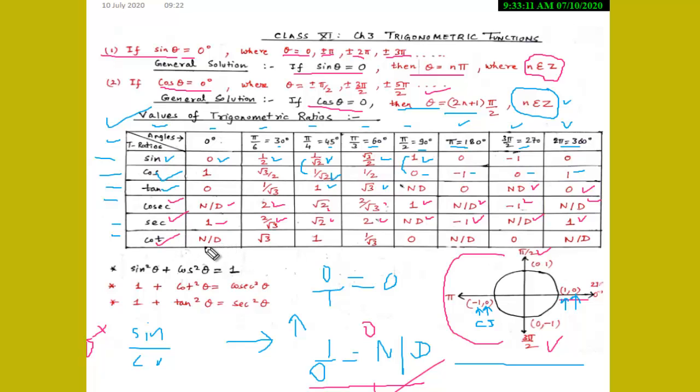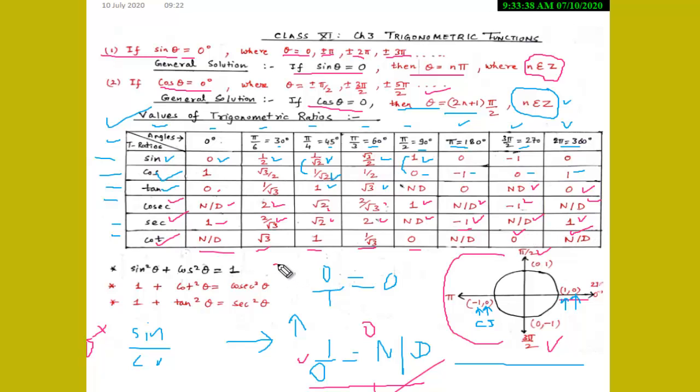And now our last trigonometric function is cot. Since cot theta is equal to 1 upon tan theta, students, as tan 0 is 0, cot 0 is 1 upon 0, which is undefined. So cot 0 is not defined. And now cot 30 is root 3, cot 45 is 1, cot 60 is 1 upon root 3, cot 90 is 0, cot 180 is not defined, cot 270 is 0, and then cot 360 is not defined.